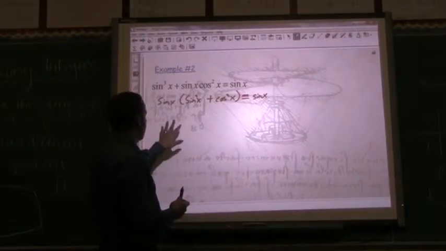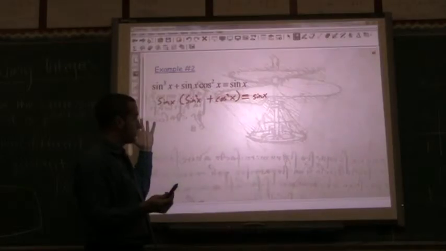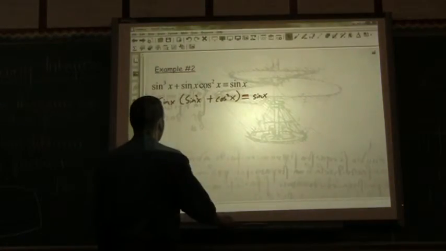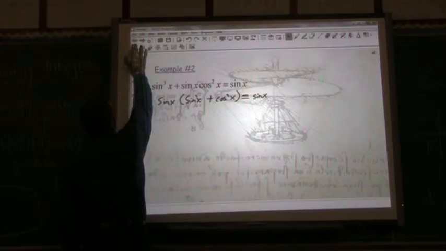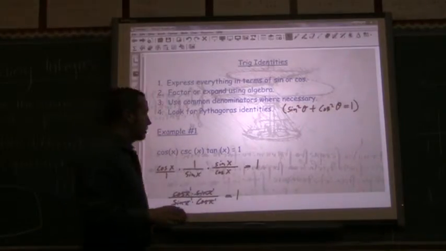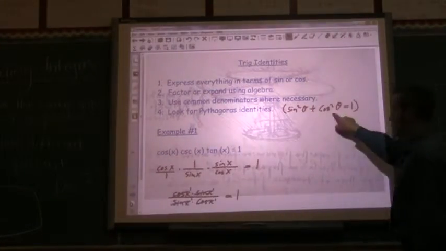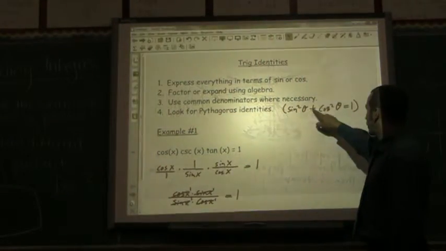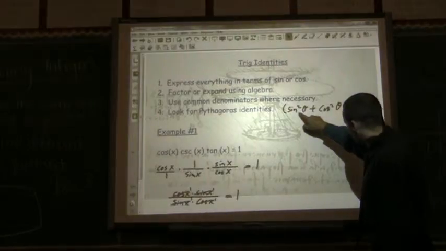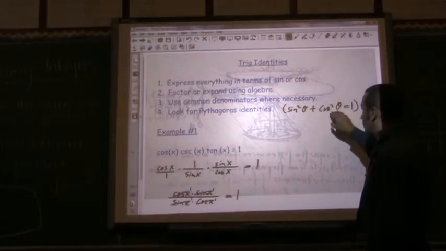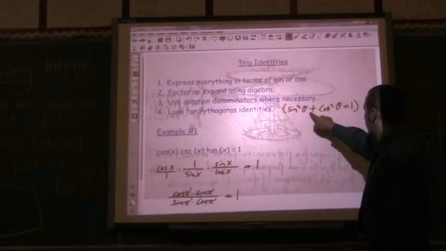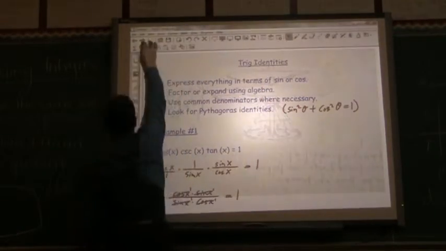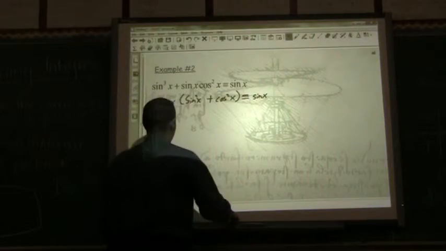So now I look at this and say, what do I have now that I've factored? Well, I've got a sine squared plus a cos squared x, which if you go back to the very first sheet, this is the identity that I told you to look out for. It comes up quite a bit. There's sine squared plus cos squared. Sine squared theta plus cos squared theta is equal to 1. So anytime I see sine squared theta plus cos squared theta, I can replace it with 1. So let's go ahead and do that.